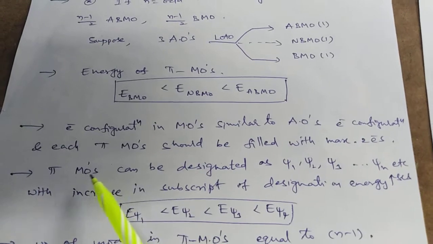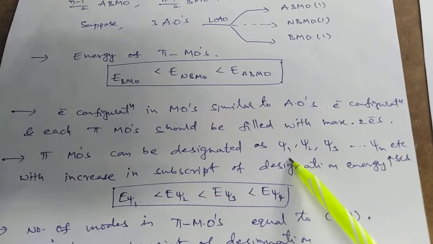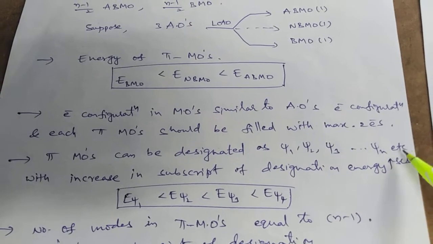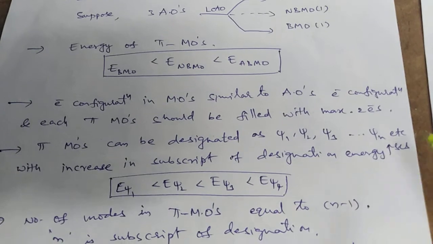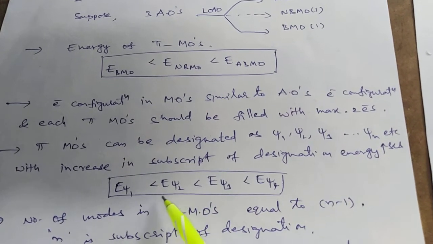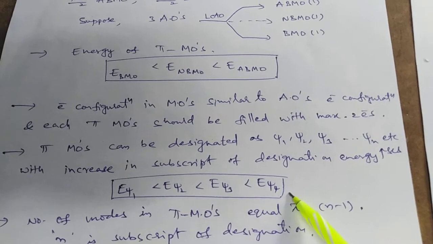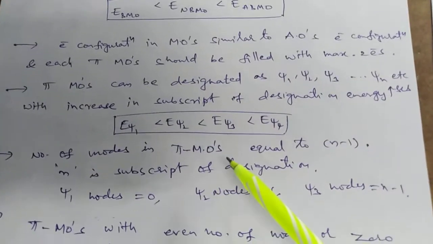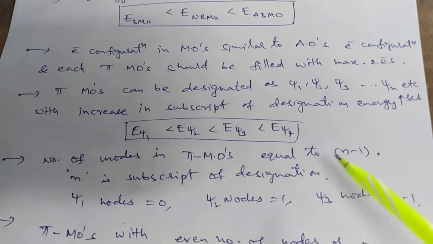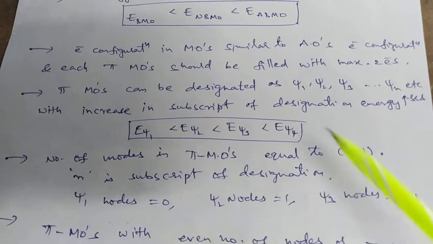The molecular orbitals can be designated as psi1, psi2, psi3, and so on. With an increase in the subscript of the designation, energy increases. The energy of psi1 is less than the energy of psi2, which is less than psi3, which is less than psi4, and so on. The number of nodes in pi molecular orbitals equals n minus 1, where n is the subscript of the designation.